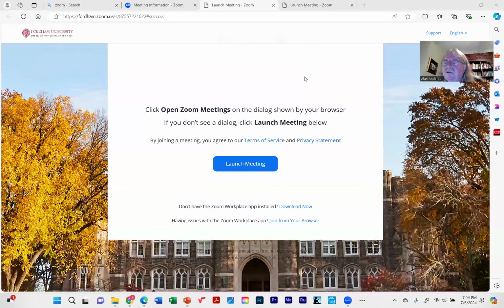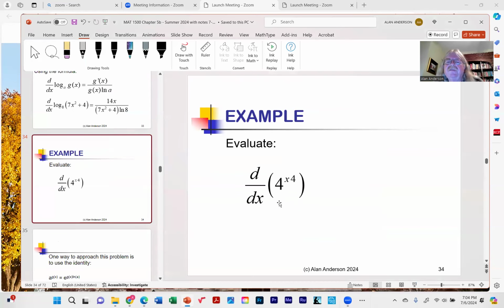So I'm sure you noticed that we got cut off there. So let's carry on. We were about to start the problem, the derivative of 4 to the x to the fourth power.